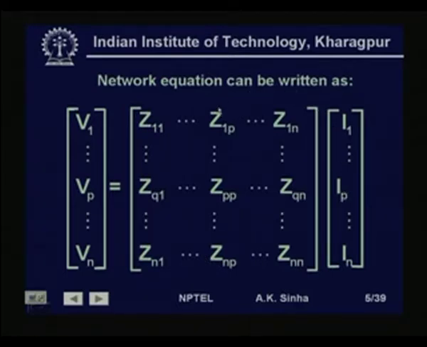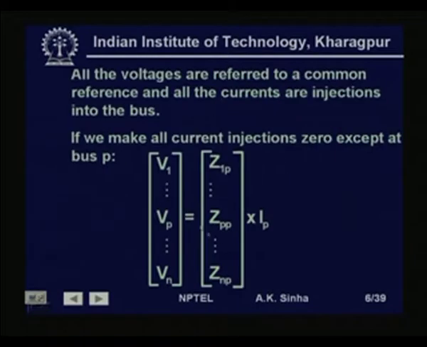That is, what we get is only the pth column of the Z-bus matrix, which is involved in this case. So, when only the current Ip is non-zero, the relationship that we get is V1 up to Vn equal to the pth column of the Z-bus matrix into Ip. Okay. So, what do we understand from this?